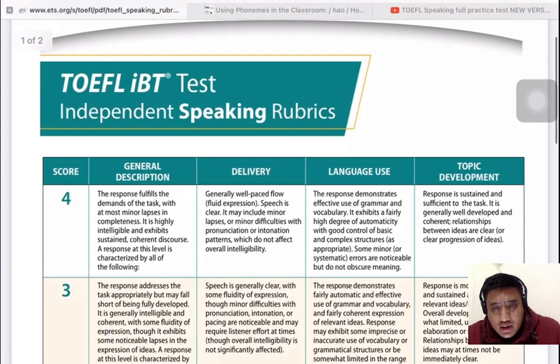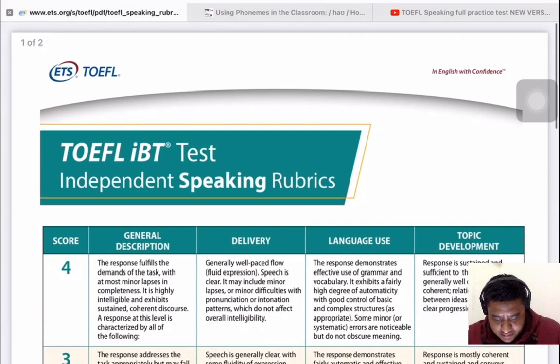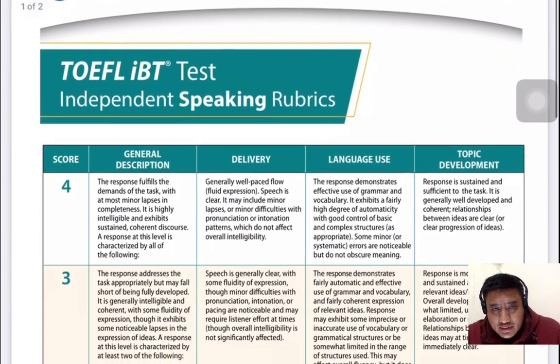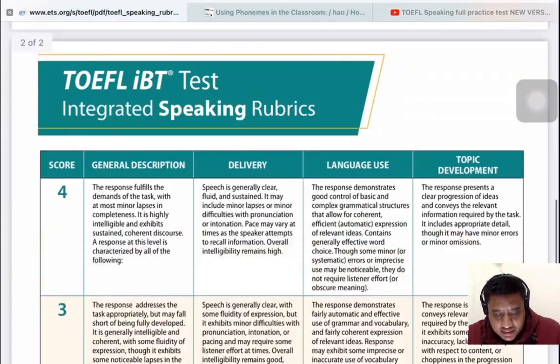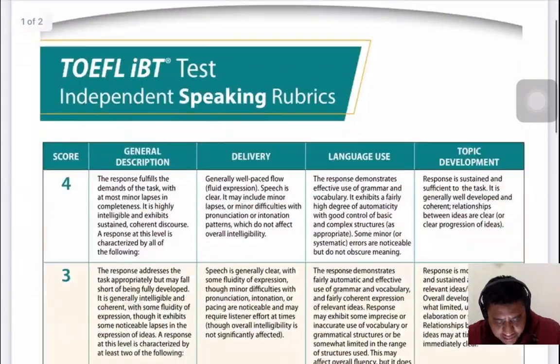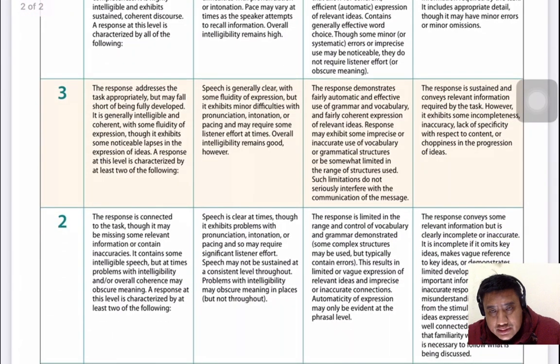In the video yesterday, I showed you a similar rubric for our writing, but this is for the speaking. Okay, this is for the speaking, and there are different rubrics for the independent part and for the integrated speaking part. If you download these and read through them, then you will have a very clear idea of how they actually go about measuring your speaking test.